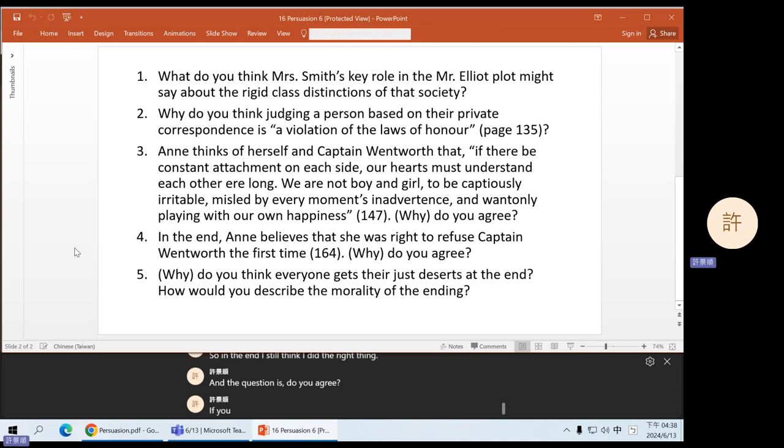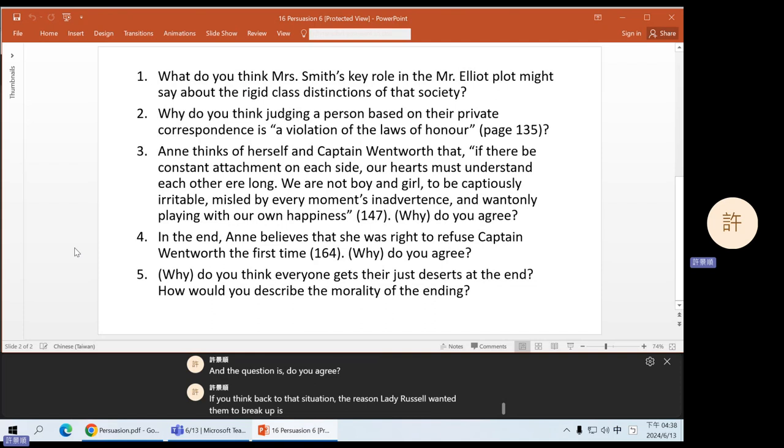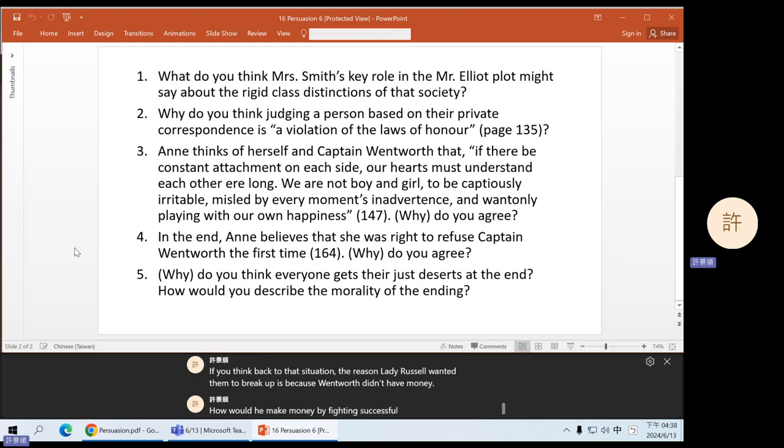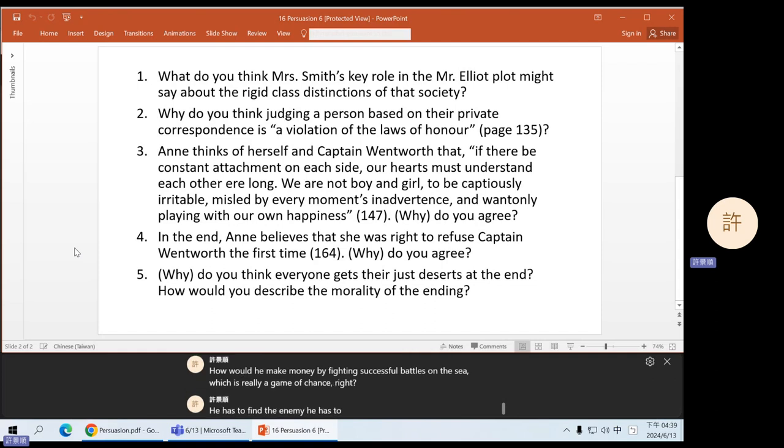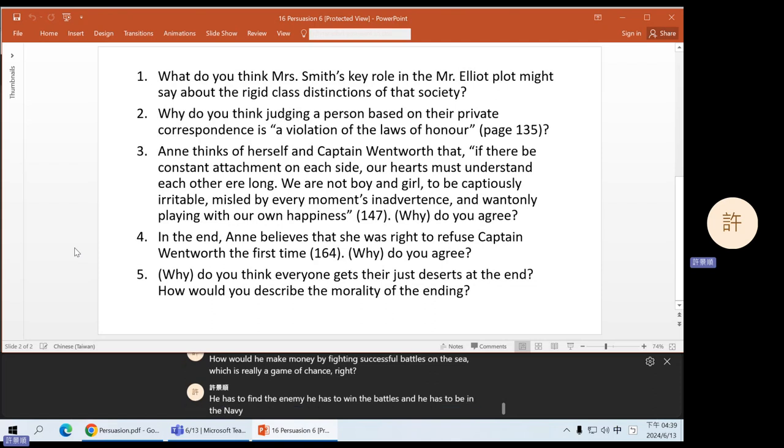If you think back to that situation, the reason Lady Russell wanted them to break up is because Wentworth didn't have money. How would he make money? By fighting successful battles on the sea, which is really a game of chance, right? He has to find the enemy, he has to win the battles, and he has to be in the Navy long enough to do this enough times to make money. It's not guaranteed.